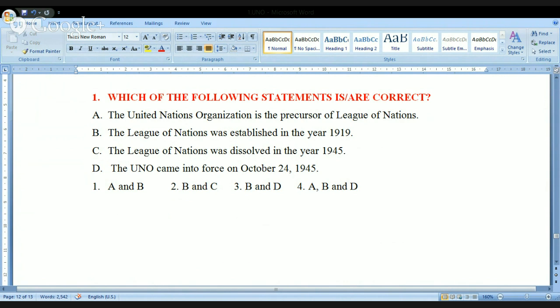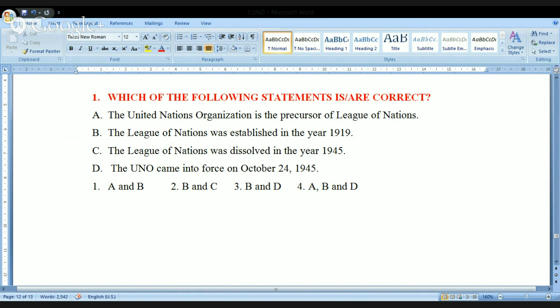If you look at this question very clearly, kindly understand certain points here. Is UNO the precursor of the League of Nations, or is the League of Nations the precursor of the UNO? Which is the first one? That is the basic idea. If you reverse this, then option A should be correct. If I'm not wrong, hopefully you are following.